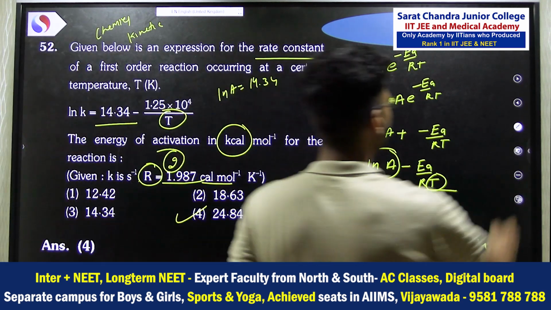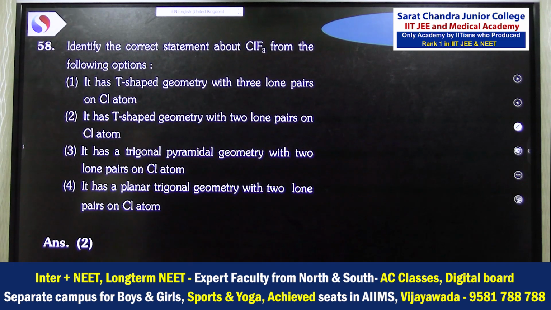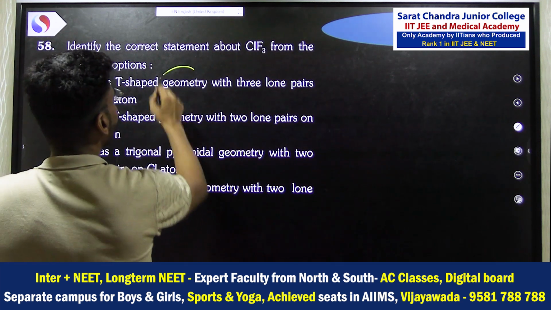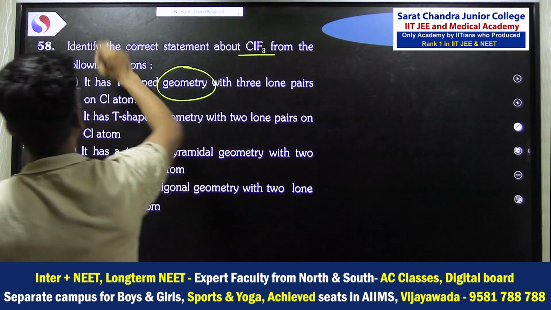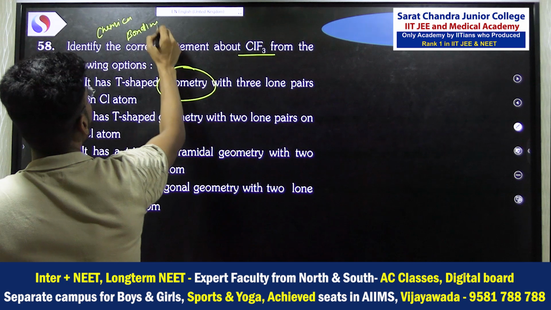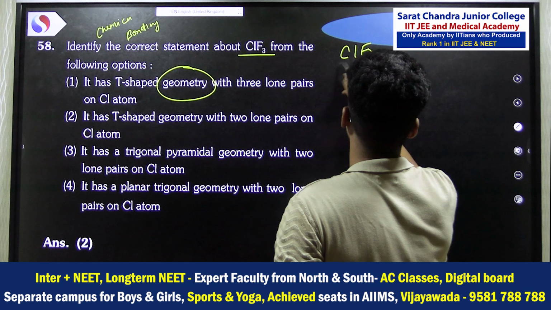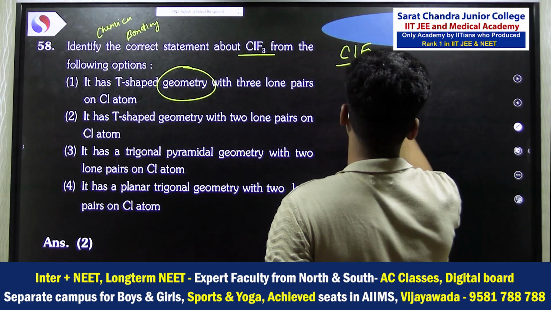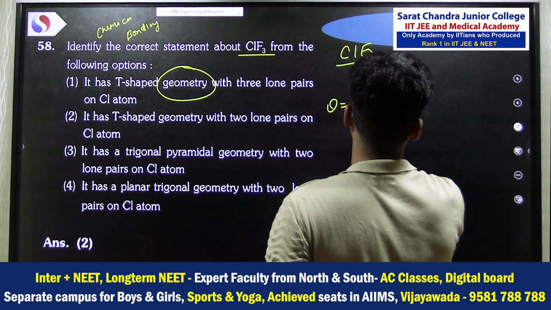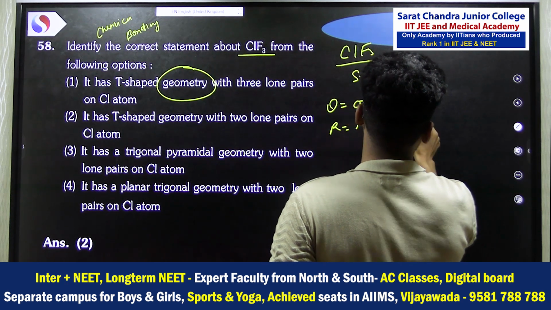Now the next question. Identify the correct statement about ClF3 from the following options. So this is a geometry of the molecule you have to tell. This is chemical bonding. In chemical bonding, how to calculate geometry? There is a simple formula: you have to calculate the steric number, which is equal to Q plus R by 2, where Q is the number of sigma bonds and R is the number of non-bonded electrons.